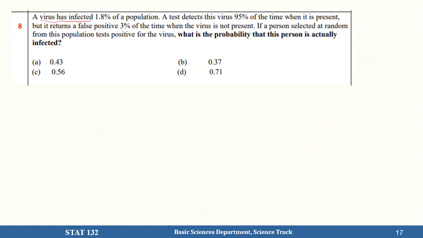A virus has infected 1.8% of a population. A test detects this virus 95% of the time when it is present. So this is an important sentence. It says when it is present, it's positive. It also returns a false positive, which means it shows positive, but the virus is not present. So 3% of the time it shows a false positive when the virus is not present.